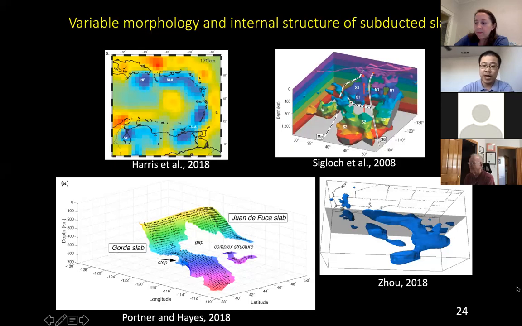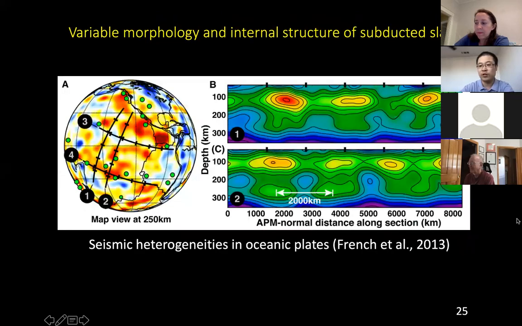So not only in the subducted slab in the deep mantle, people have also found seismic heterogeneities within the oceanic plate, near the top. And in this slide, the figure on the left shows the seismic tomography model by French et al.